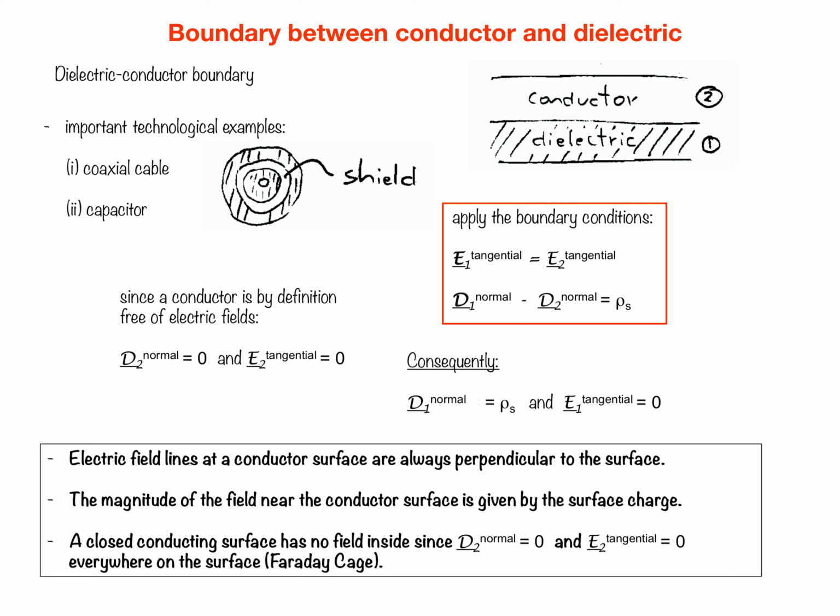Furthermore, the magnitude of the field near the conductor surface is given by the free surface charge. A closed conducting surface has therefore no field inside, since D2 normal equals 0 and also E2 tangential equals 0, everywhere on that surface, which is the explanation of the Faraday cage effect.